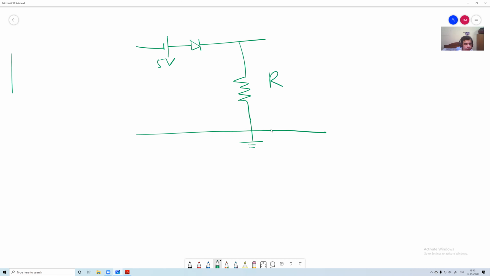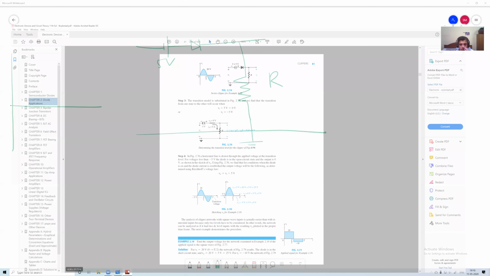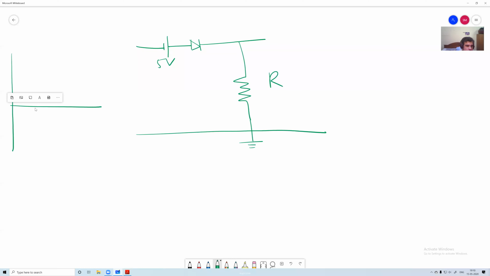And here we put this waveform like this. Okay. This is 20 volt. This is minus 20 volt. So what is the output? What is here? This is my V. So how to approach this type of problems?